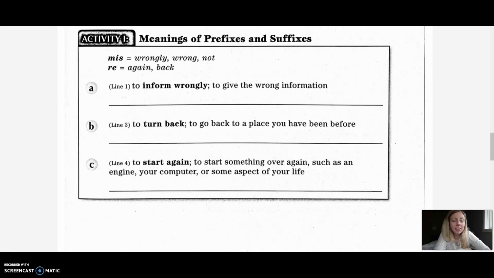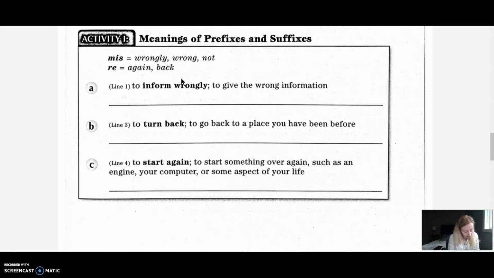So we are on activity I. We're going to be talking about meanings of prefixes and suffixes. We are still focusing only on prefixes. And remember, that is the word part at the very beginning of the word. We're going to be talking about two today. We've actually already talked about these two, but there'll be a review. So we're going to be talking about miss, which is wrongly, wrong or not, and re, which means again and back. Okay, so this is your third time working with miss, so remind yourself what it means.